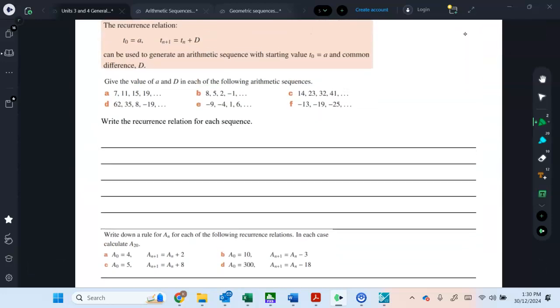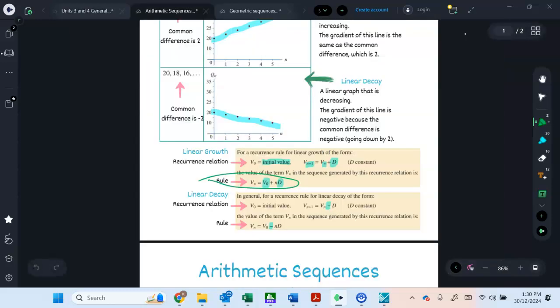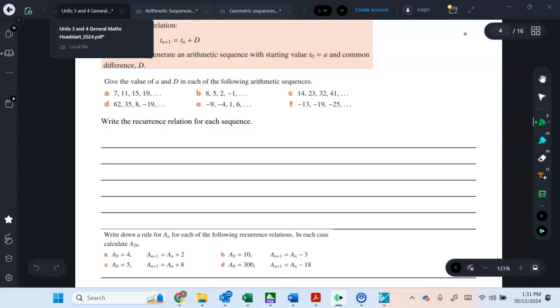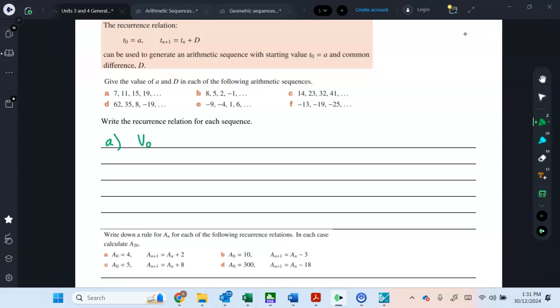Let's do this one. All right, so remember with your recurrence relation, you've just got to substitute in your initial value and your common difference. Easy peasy. So for question A, your initial value is 7 and your common difference, we're going up by 4 each time.